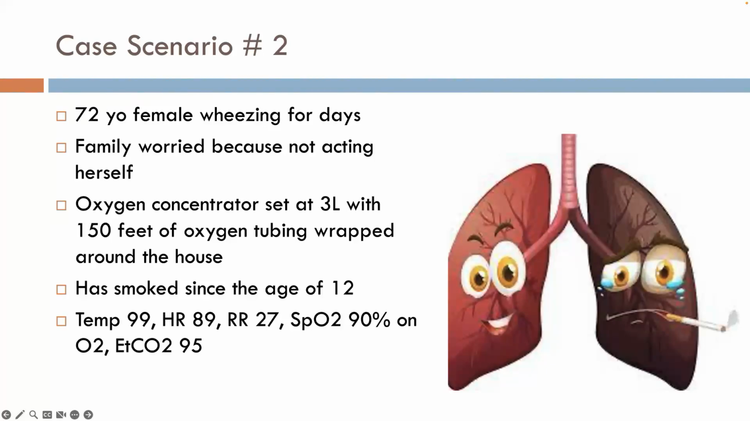72-year-old, case 2, okay? Not acting herself. 3 liters, and she's at 150 feet of tubing. It wraps around the whole house, out the door, okay? It gets kinked in multiple places. She's been smoking for 60 years, since the age of 12. Respiratory rate 27, her oxygen is 90, and her end tidal, when you throw it on, is 95. Is that an issue?